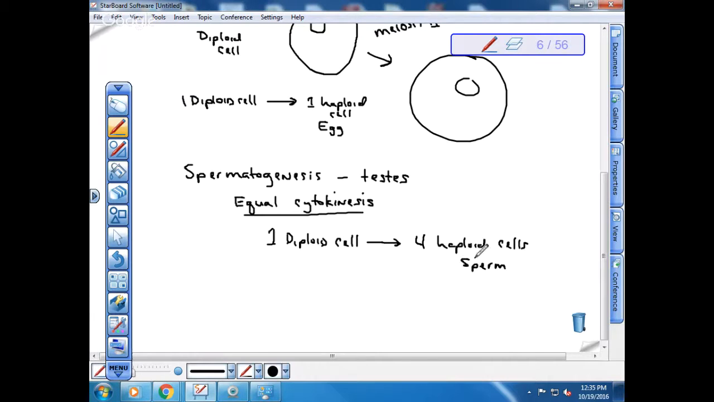Now, in order for the sperm to be competitive, they have to be fast, right? To get to the egg first, it has to be pretty strong to survive all the hostile environments. And so they actually discard most of their cytoplasm so that they can be faster and lighter, right? And so that's the sperm.